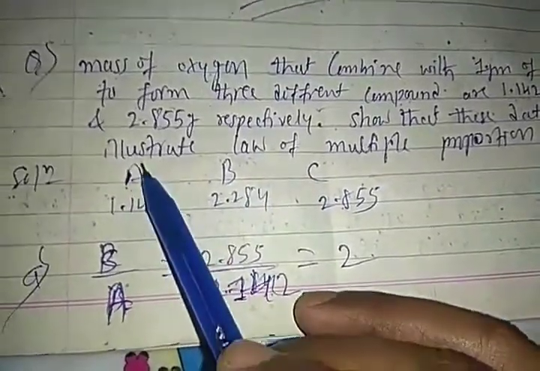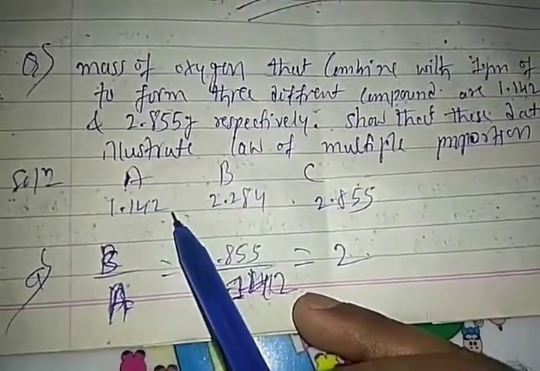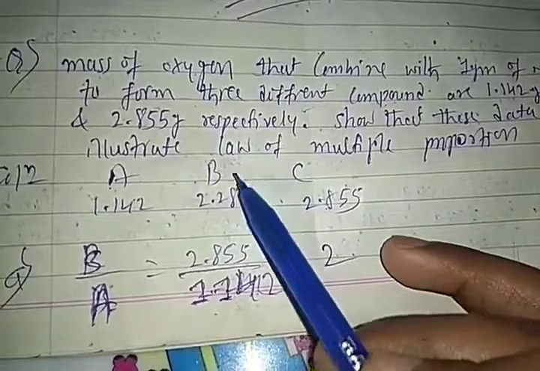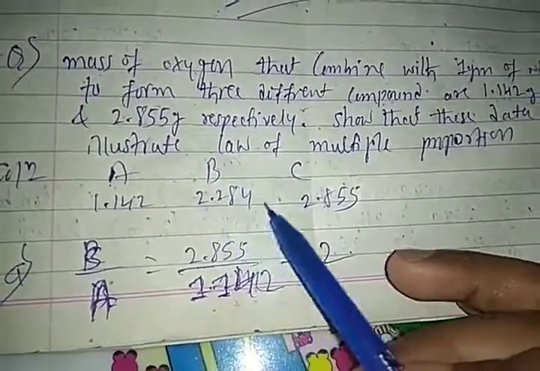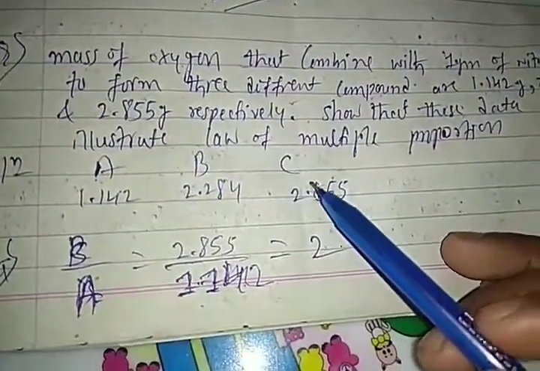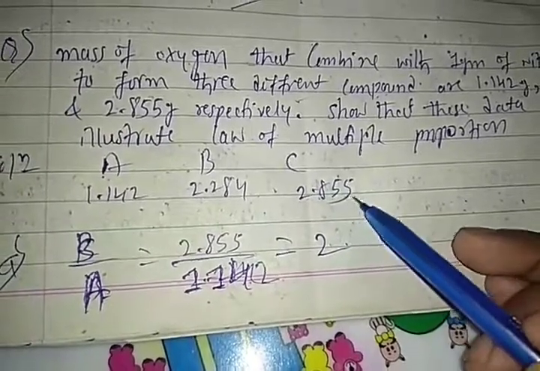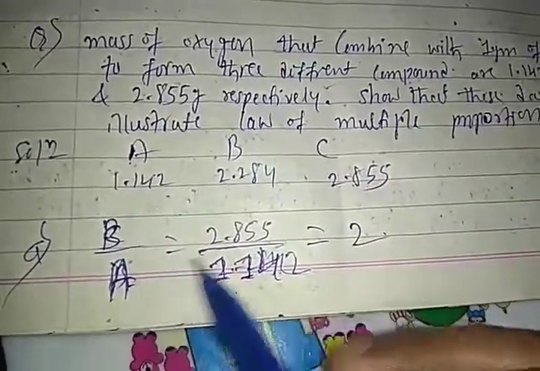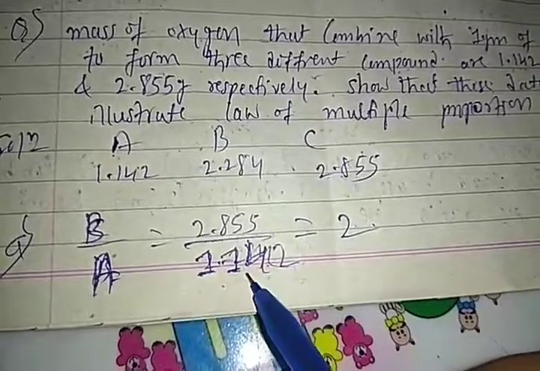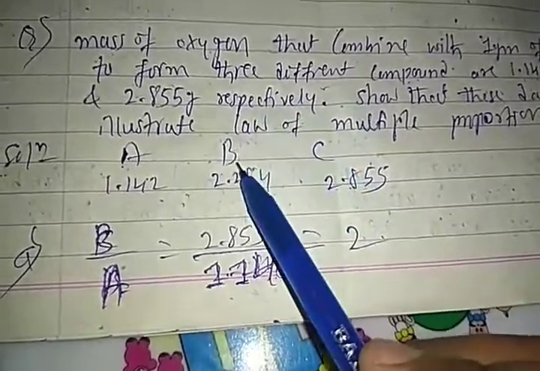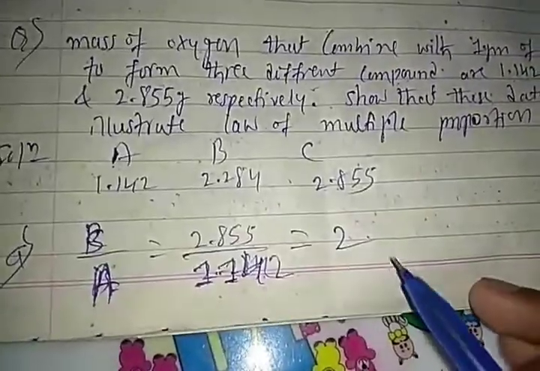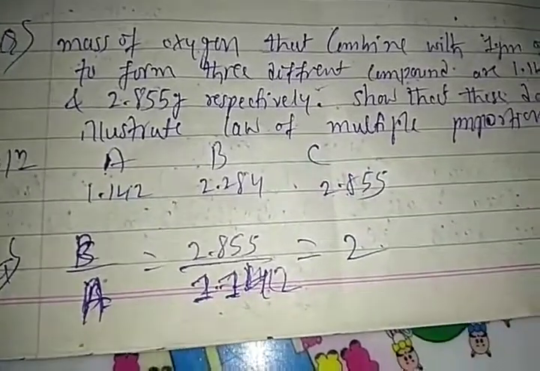The first compound, nitrogen and oxygen, is 1.142 gram. The second compound is 2.284 gram. The third compound is 2.855 gram. Then B by A, we divide the B compound by the A compound, and we get the ratio 2. Yes, friends.